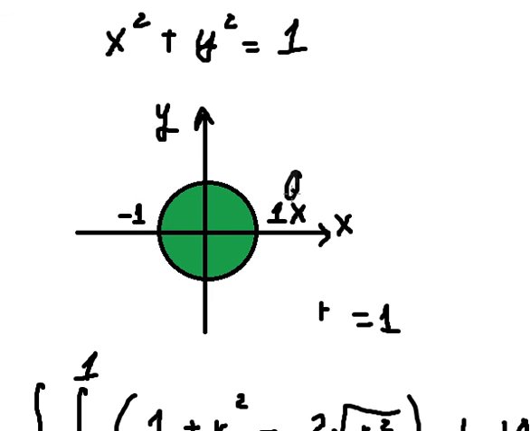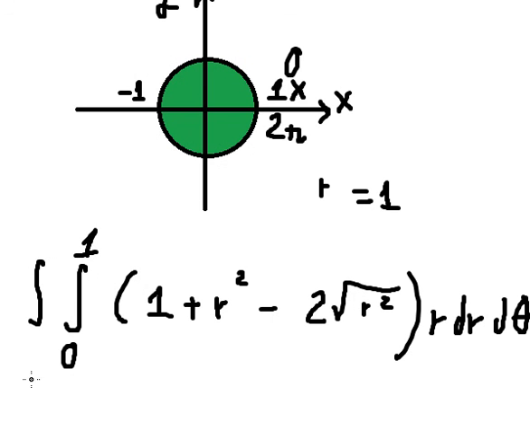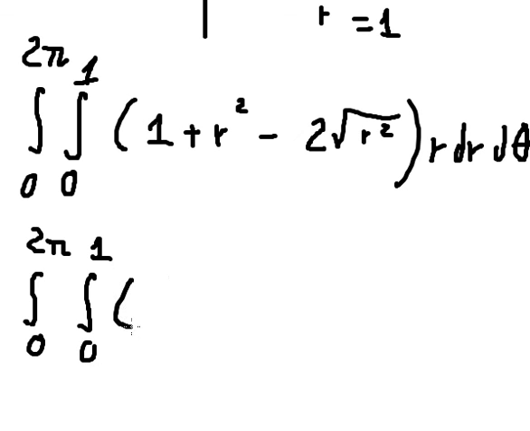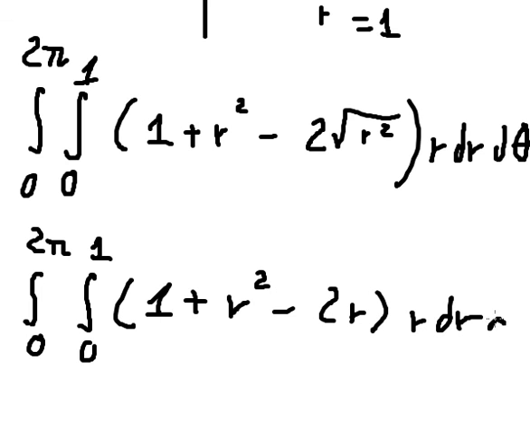That is from 0 to 2π, and we have the integration from 0 to 2π. Now we need to simplify this one. So the square root of r squared, we have r, and now this r will multiply by this one, and this one.